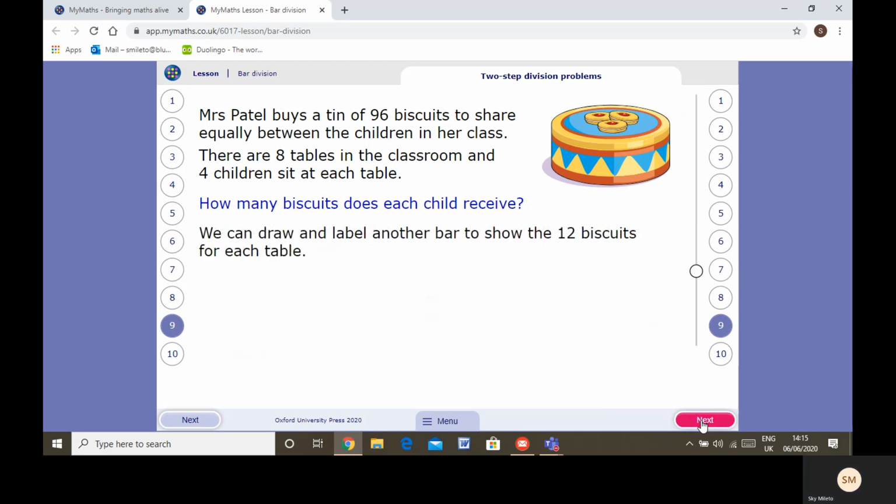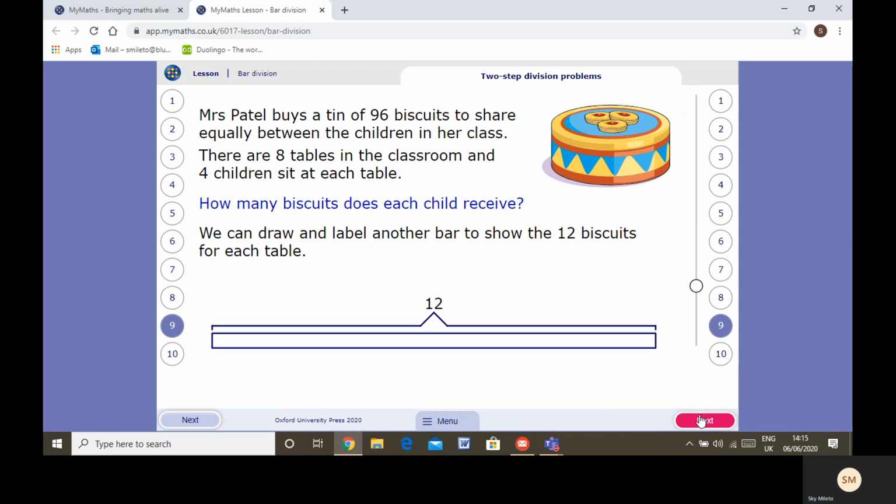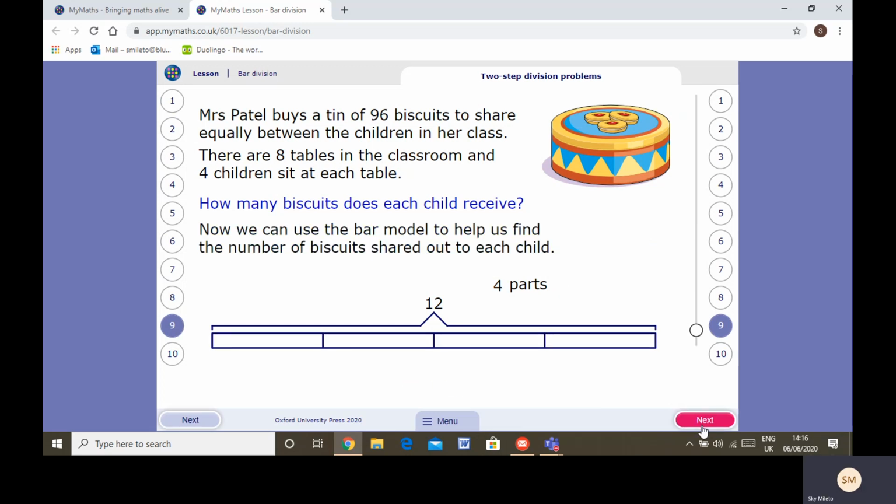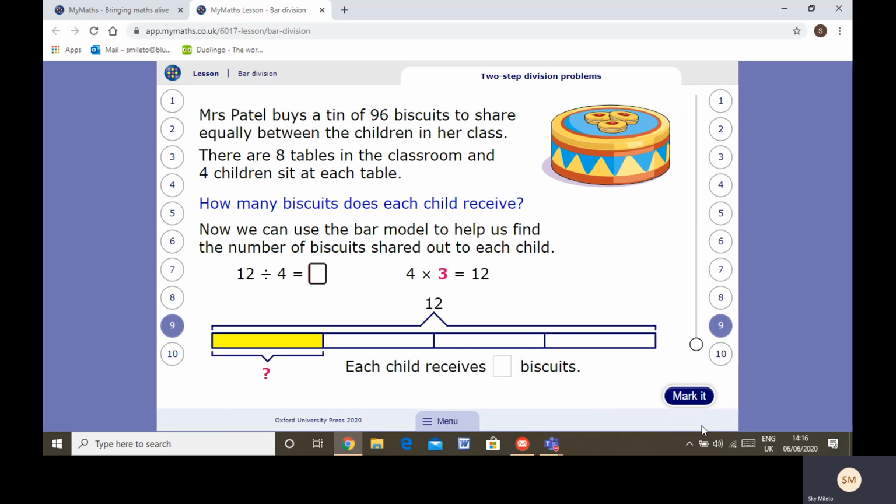But now I need to think there are 4 children at each table. So we've got 12 on each table, and we've got 4 children on each table, 4 parts. So we split it into 4, and then we would do 12 divided by 4. I know 4 times 3 equals 12, so 12 divided by 4 equals 3. So each child would get 3 biscuits.